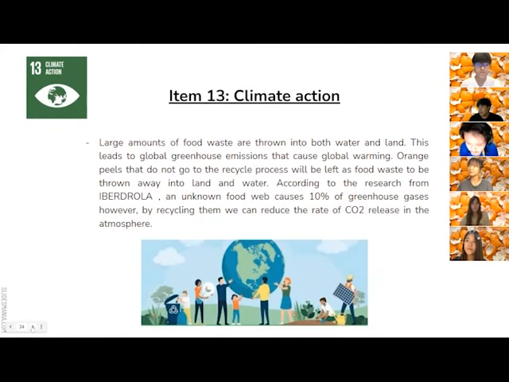The next item is climate action. Large amounts of food waste are thrown into both water and land. This leads to global greenhouse emissions that cause global warming. Orange peel that does not go to the recycling process will be left as food waste to be thrown away into land and water. As a result, according to the research from Iveroda, an unknown food web causes 10% of greenhouse gas. However, by recycling them, we can reduce the rate of CO2 release in the atmosphere.